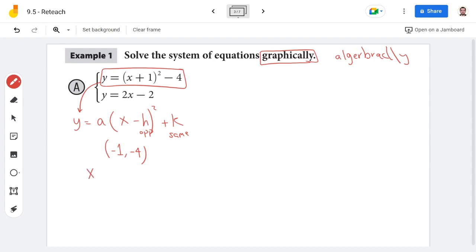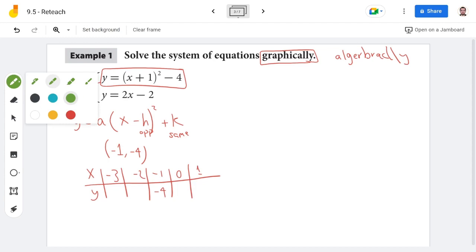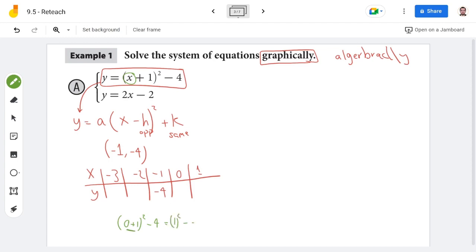Now make your table x, y. Then -1, -4. Pick 2 points greater than -1, which are 0 and 1. Pick 2 points less than -1, -2 and -3. Now continue graphing the equation. Substitute the 0, which is easier to use. So 0 plus 1 squared minus 4. First, simplify inside the bracket, 0 plus 1 is equal 1, squared, minus 4. 1 minus 4 is equal -3. So this one should be -3.